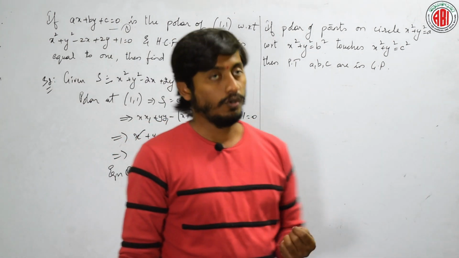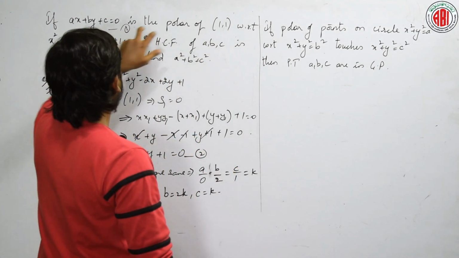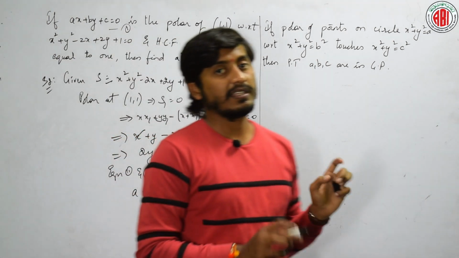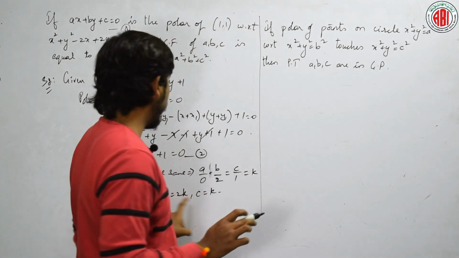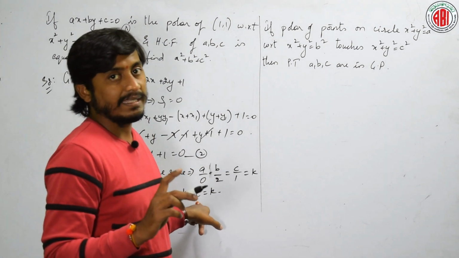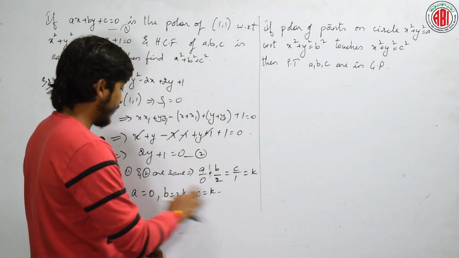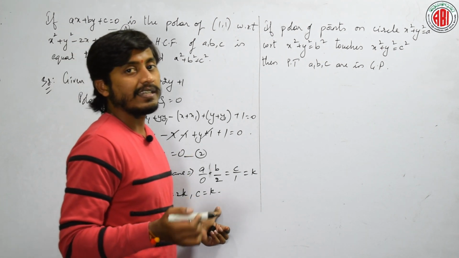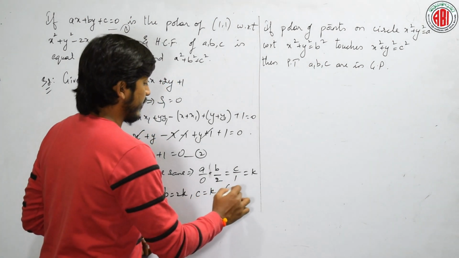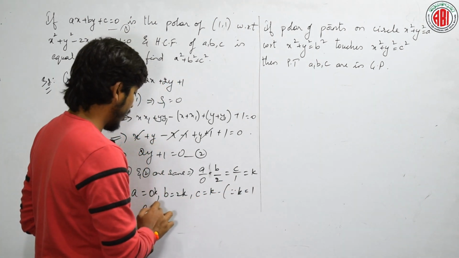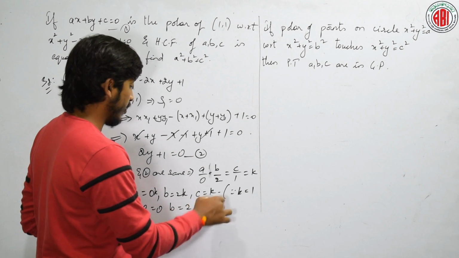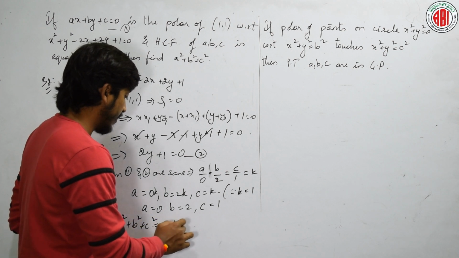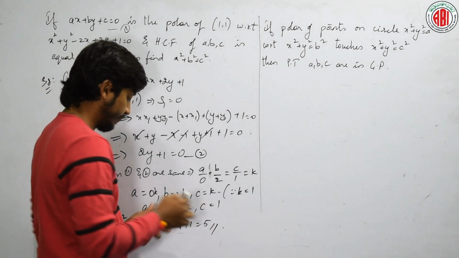Clear? So, he is telling that the HCF of these a, b, c values is 1. Irrespective of other things, we can write HCF of a, b, c as 1. Is it right? So, all of them will have the same factor, let us say k. So, that factor is nothing but 1. Since k is equal to 1, I can write a equal to 0, b equal to 2, c equal to 1. So, what will be the value of a square plus b square plus c square? That is 0 plus 4 plus 1, which is 5.